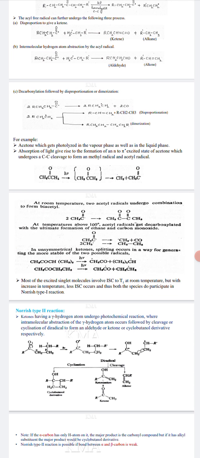So acetone gets photolyzed, that is, undergoes a photochemical reaction in vapor phase as well as in liquid phase. Absorption of light gives rise to the formation of an n to pi star excited state of acetone, which undergoes a carbon-carbon cleavage to form a methyl radical and an acetyl radical. At room temperature, two acetyl radicals undergo combination to form biacetyl. So you can see here it is formed.